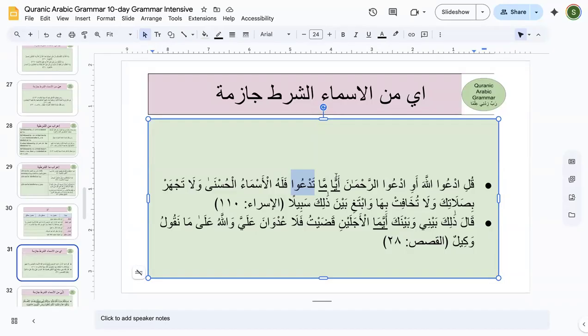Ayyan. And see, Quran has so much to offer, right? And this ayyan is your adatu shart. It is your ismul shart, which is affecting tad'u and has made it majzoom. Remember that and put it in your notes. And these notes are going to be shared with you.